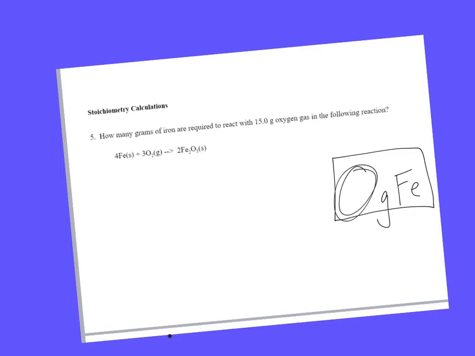Okay guys, we're also going to require that you show your work. Now I just did all the work on the previous slide, but you've got to go back and write out those steps. How many grams of iron are equal to 15 grams of O2? And we've got to see those conversions. Okay, and then your final answer.